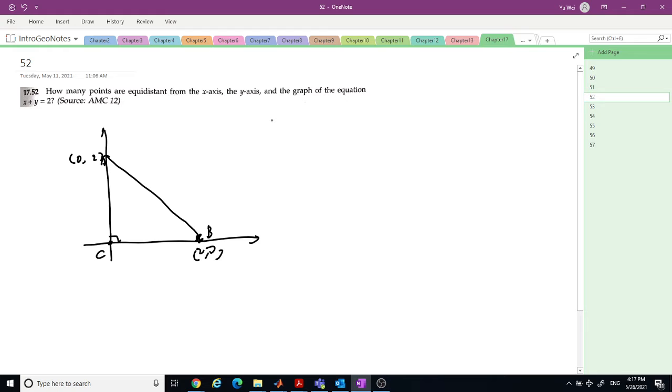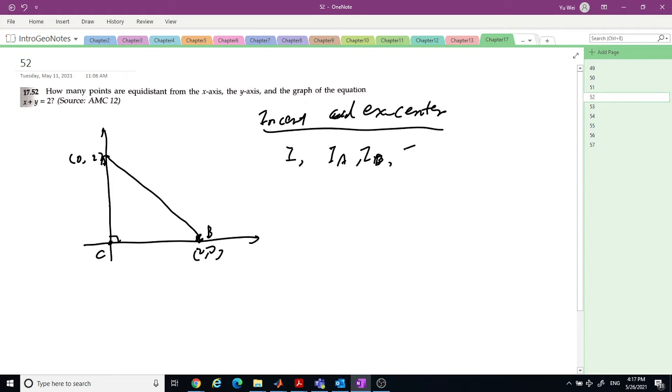Okay, if you're familiar with the incenter and the excenters, there are 4 points. They are I, IA, IB, IC. Okay, so let's see what the incenter is. The incenter is the intersection of the angle bisectors, right? So the I here must be on y equals x, right? And this is 45 degrees. Okay.